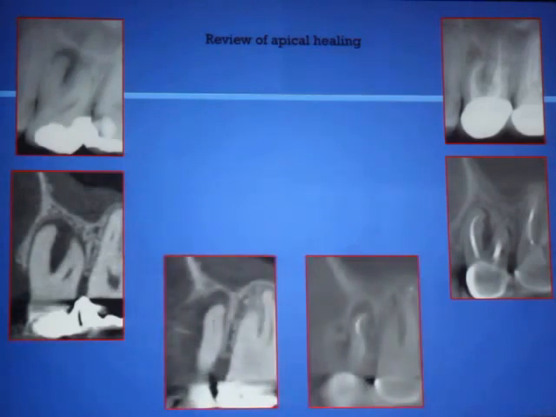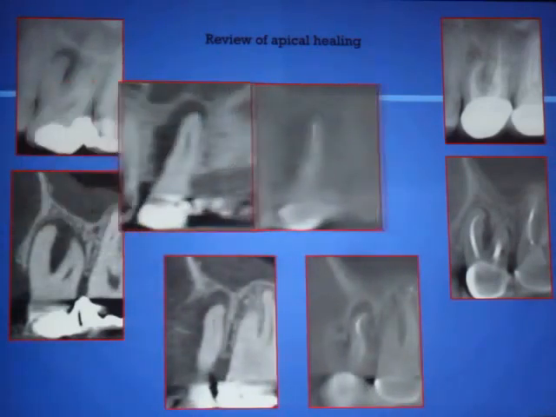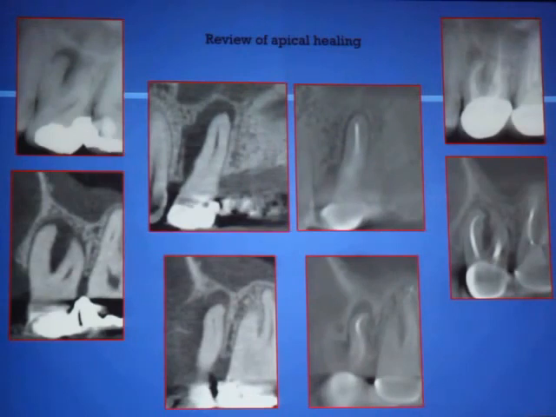That's a mesiobuccal root, and that's the palatal root. So this gives us more confidence for doing more prosthetic work on the crown once we know all the roots are healing satisfactorily.